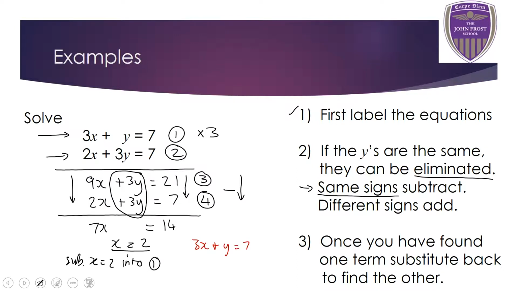Now I know x is equal to 2, so I would work out 3 times 2, which is 6. So I get 6 add y equals 7. Now 6 add what makes 7? Well, 6 add 1 makes 7. So y equals 1 in this case. So my two solutions for the question here are x equals 2 and y equals 1. Now pause the video and make some key notes on that example, please.